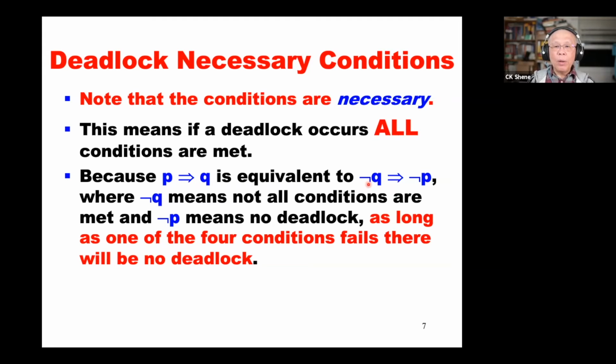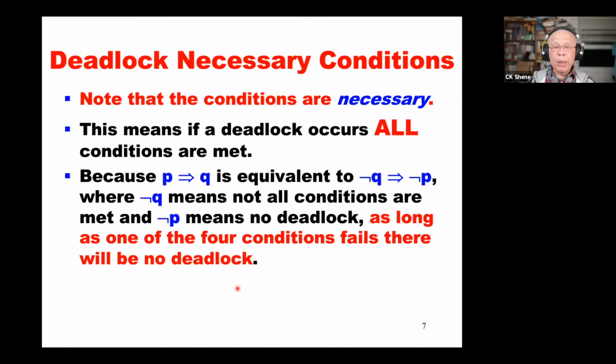Now, if one of these conditions is false, then not P. Originally P is that we have a deadlock. Then not P means we don't have a deadlock. So the importance of this theorem is that as long as one of the four conditions fails, you don't need two, you just need one to fail, there will be no deadlock.